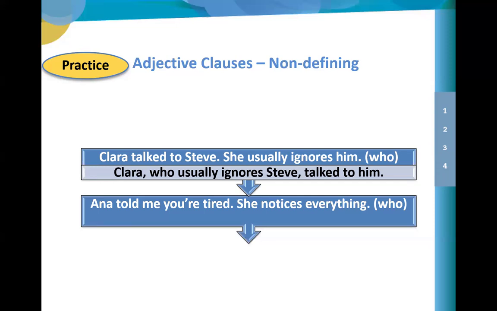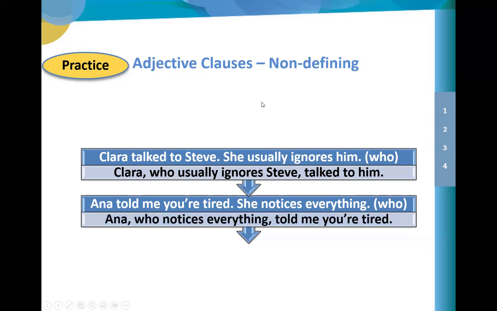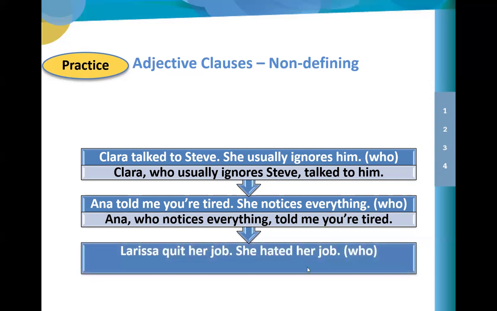Anna told me you're tired. Anna, who notices everything, told me you're tired. Yes. Anna, who notices everything, told me you're tired. Next one.